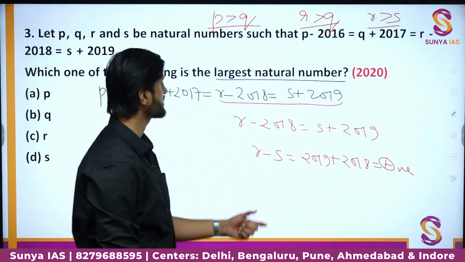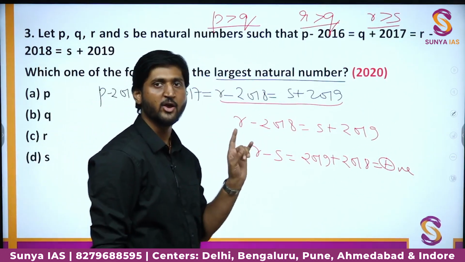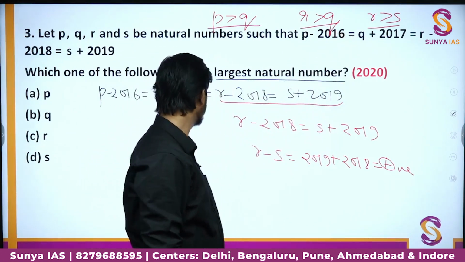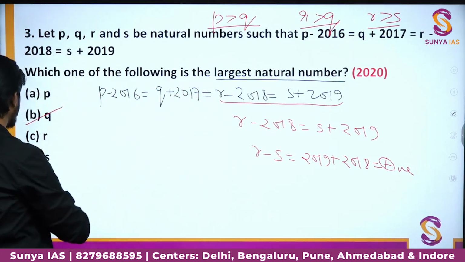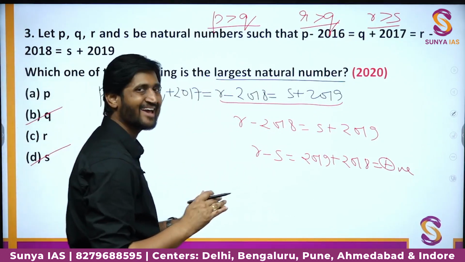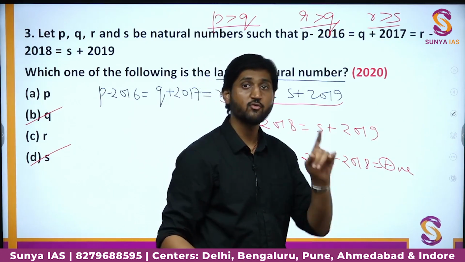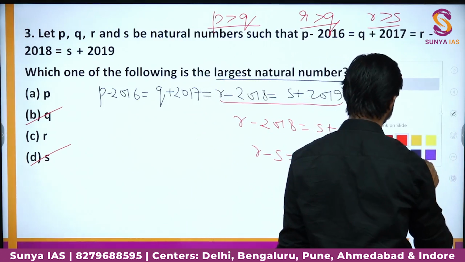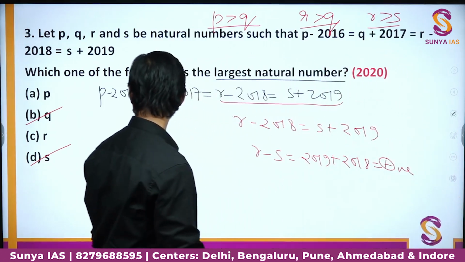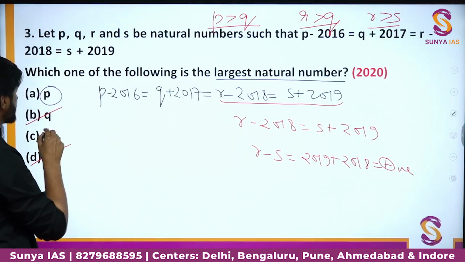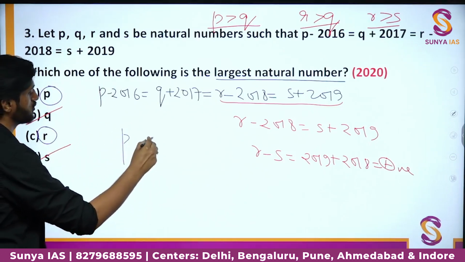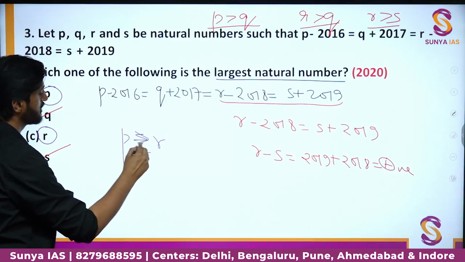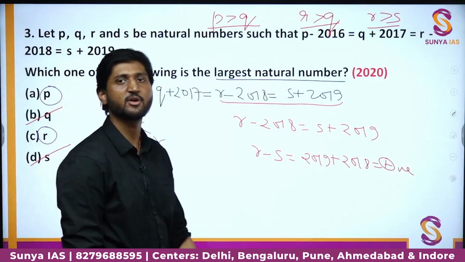Now, it is asking which is the largest natural number. We are sure that since Q is less than R and S is less than R, Q and S are already eliminated from the race. Now, what we are interested in is knowing who will actually win the semi-finals, whether it will be P or whether it will be R. So, we have to tell the relation between whether P is greater than R or P is less than R. That is something we have to tell.